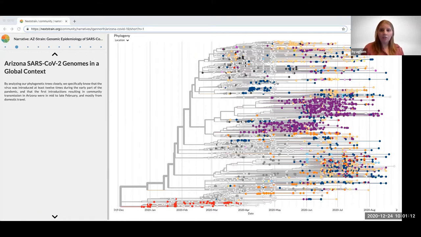The colored dots you see, called leaf nodes, represent sequences from the 15 counties in Arizona. The white and gray dots represent other sequences obtained from around the world. The strains that are now circulating in Arizona are closely related to strains from many other countries and US states. Let's take a closer look at some examples in NextStrain by clicking on the box at the top right.